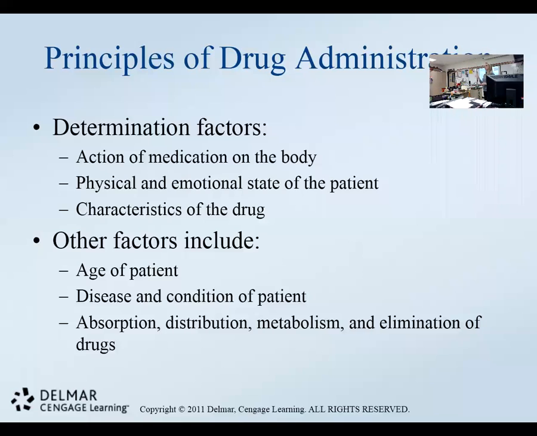Anyway, depending on how fast they need the medicine, that's also going to determine what route. Physical, emotional state of the patient. If they're not with it and they can't talk to you, if they're unconscious, obviously you can't give them oral medicine. They're just going to choke on it. And then the characteristics of the drug. Some drugs can only be given a certain way. Other factors include their age, disease and their condition, and then absorption, distribution, metabolism, elimination of the drug itself. So that can determine that too.